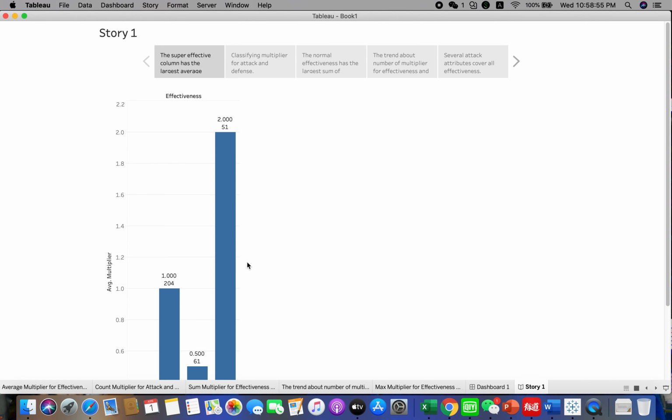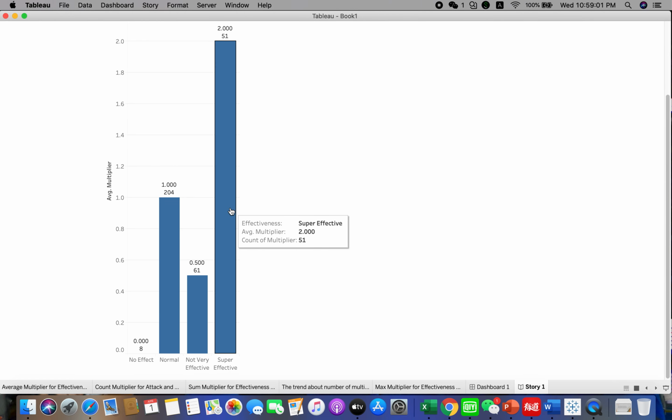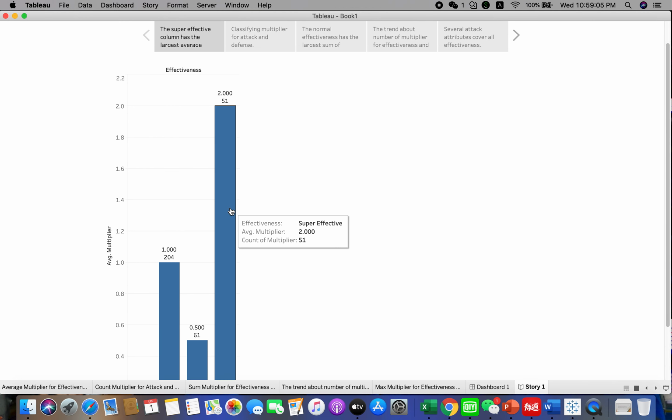The first graph shows the average multiplier for effectiveness. We can see that the super effective multiplier is the tallest, which means the average multiplier is the largest, which is number 2. We can see there's a number 51, which is the number of multiplier.